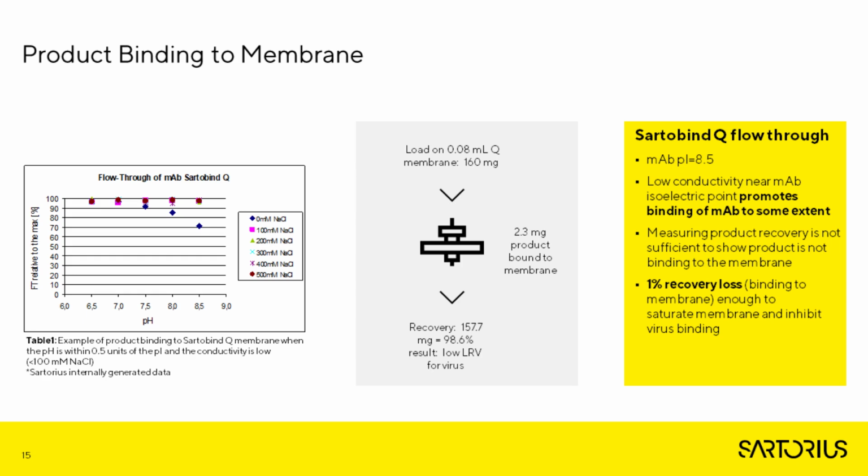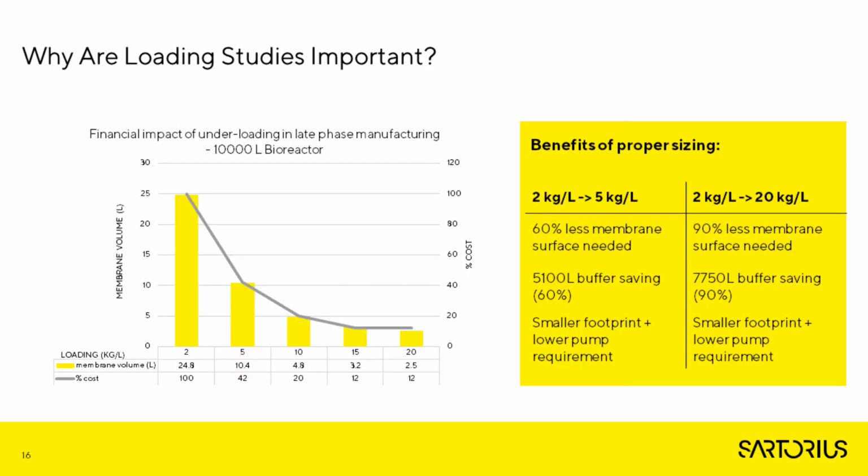So increasing our NaCl or decreasing the pH to more than 0.5 units away from the PI will prevent most binding. So just keep in mind a small amount of product binding can affect our virus binding.